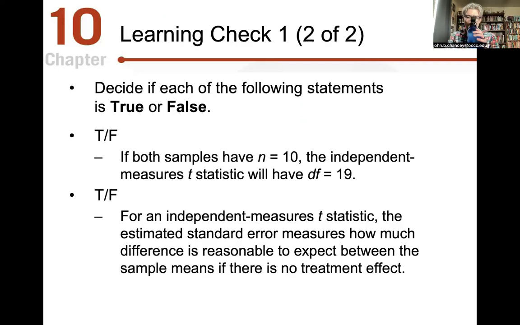Okay, next one. True or false: if both samples have n equals 10, the independent measures t statistic will have degrees of freedom of 19. And the second one, true or false: for an independent measures t statistic, the estimated standard error measures how much difference is reasonable to expect between the sample means if there is no treatment effect. Same thing, pause the video here, make sure you understand before moving forward, and then unpause the video, come back, and we'll reveal the answers.